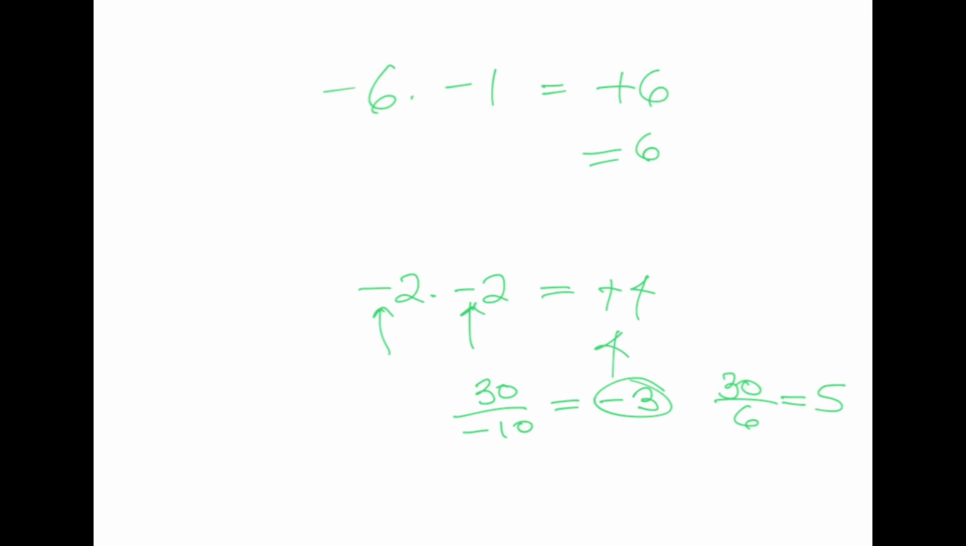Number 54, 80 divided by negative 8. So you have a positive divided by a negative. Remember, the signs are different, so our final answer we know is going to be negative. So that's negative 10. And finally, number 60. 54 divided by negative 6. Similar situation. We have a positive divided by a negative. We'll end up with a negative 9.